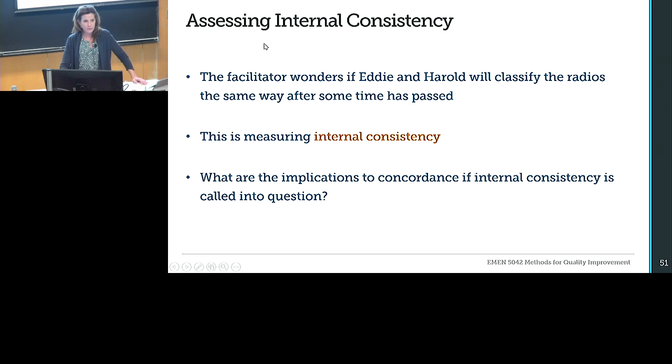All right, so here's another question. Do Eddie and Harold classify their radios the same way after some time has passed? And this is a question of internal consistency. So Eddie could measure one time, and then Eddie could measure another time. And I want to see if there's going to be some differences. Now, what are the implications to concordance if internal consistency is called into question?